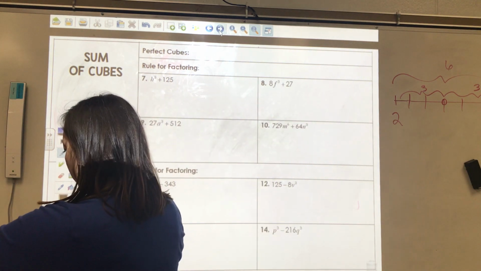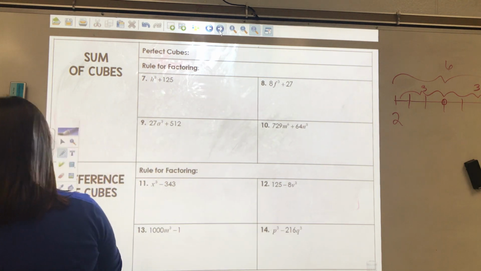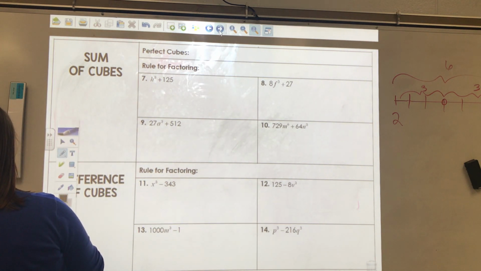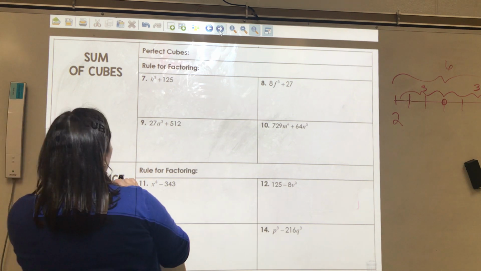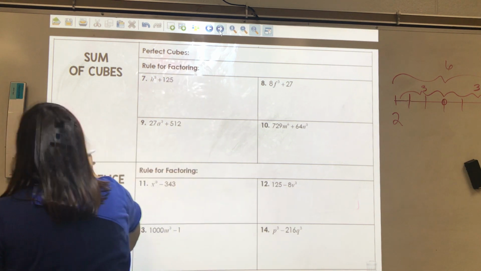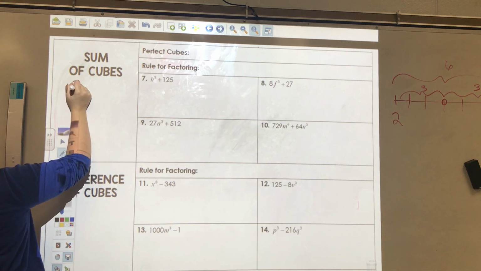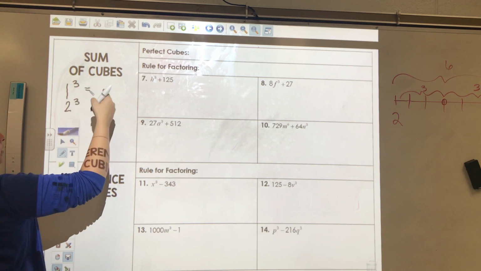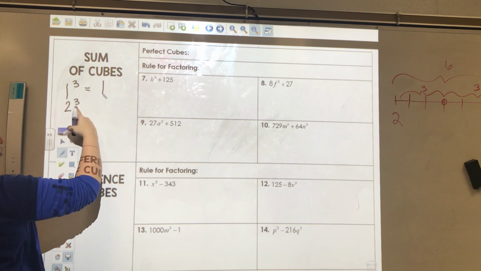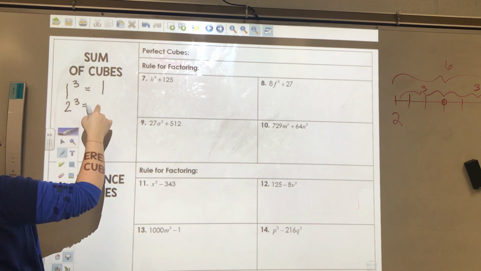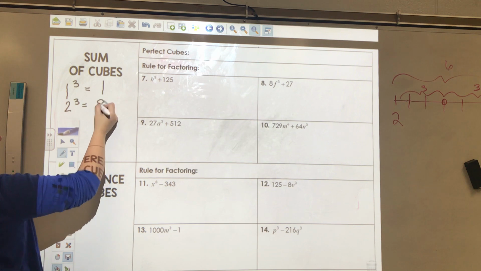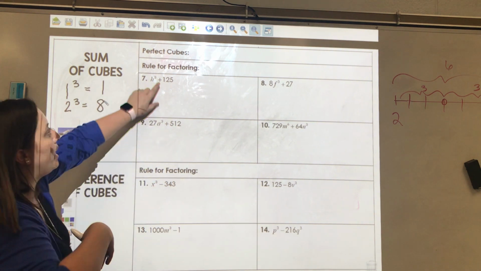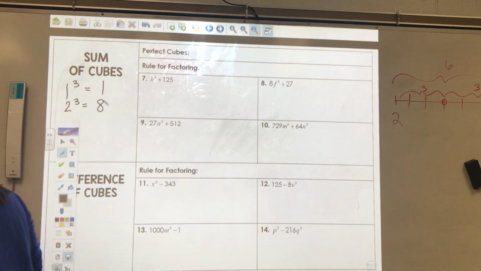So for the sum of cubes, we have to follow a rule. Oh, also we have the perfect cubes. Perfect cubes are like 1 cubed, 2 cubed. 1 cubed is 1 times 1 times 1, which is just 1. 2 cubed is 2 times 2 times 2, which is 8. And then you would go on. So right here, our perfect cubes, the list of them, which will help you later on.